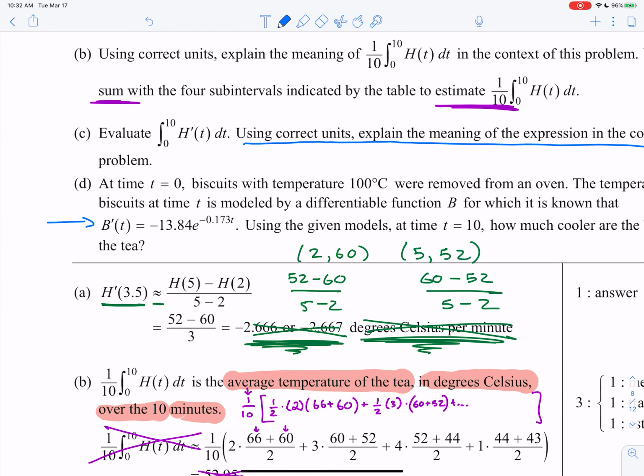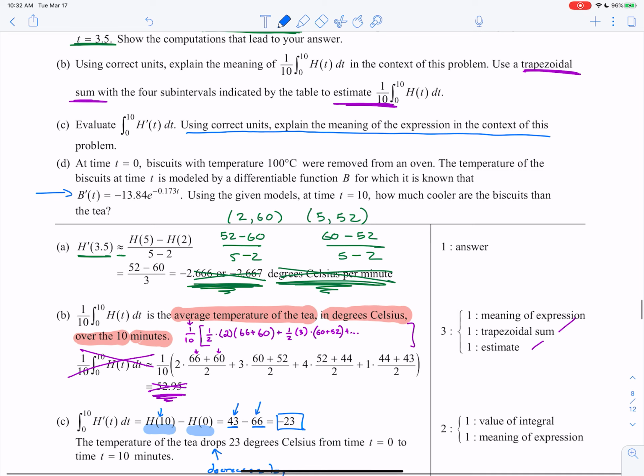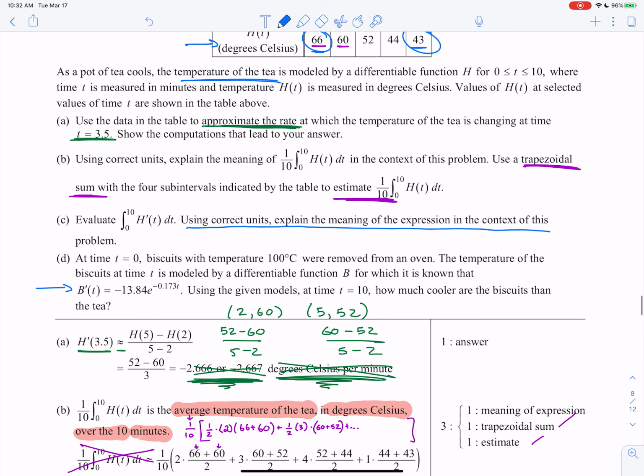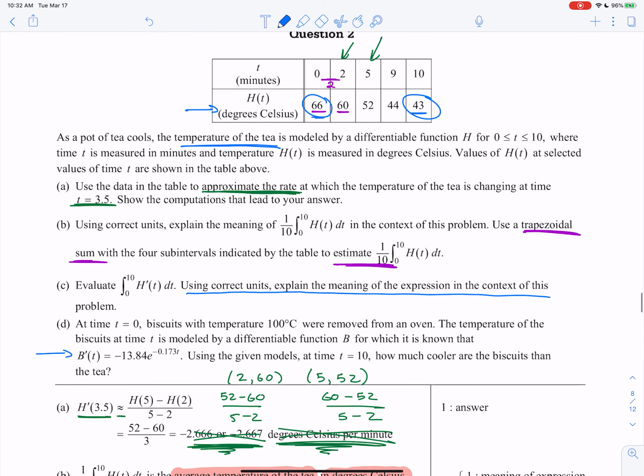So a couple of things in place here. It says, using the given models at time t equals 10, how much cooler are the biscuits than the tea? So what you have to ask yourself is, what do I know and what do I not know? We already know, based on the table, that at t equals 10, the temperature of the tea is already 43 degrees. So the only way we're going to find out how much cooler the biscuits are than the tea is if we know what the temperature of the biscuit is at t equals 10.